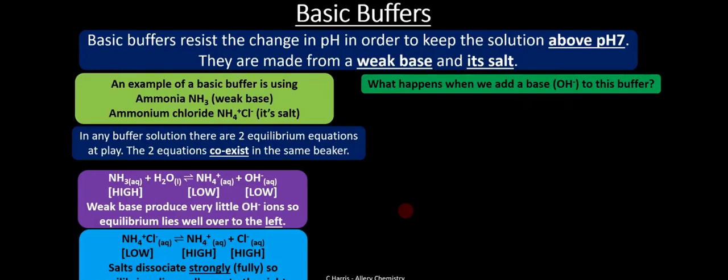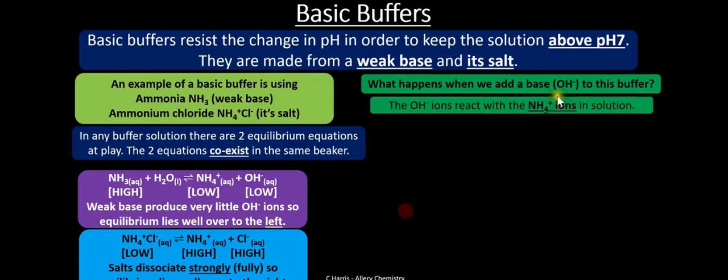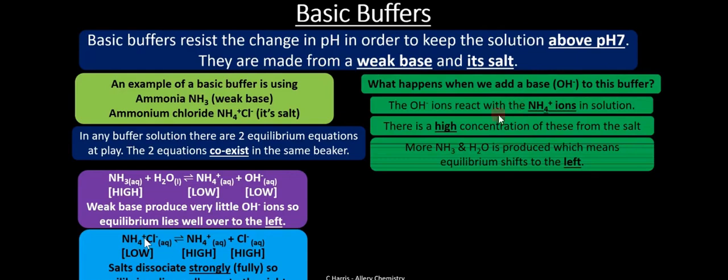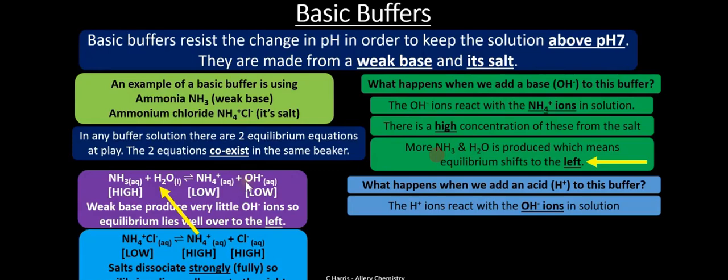So what happens when you add a base to this buffer? The OH minus ions are going to react with the ammonium ions, and there's a high concentration of these from the salt, to form more of the NH3 and H2O. So we're going to have this reaction shifting to the left. We're going to form more of the NH3 and H2O.